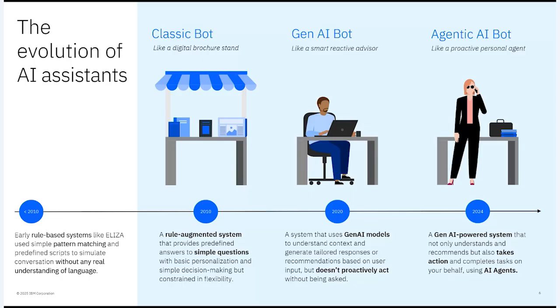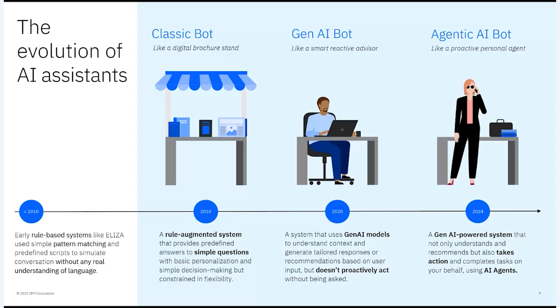All right, so we'll continue our discussion starting with the evolution of AI assistants from role-based systems to generative AI-powered systems with AI agents. And if we look at the evolution of AI assistants, we started with role-based systems leveraging pattern matching, progressing to classic bots with role-augmented capabilities, providing predefined answers to simple questions using simple decision-making.